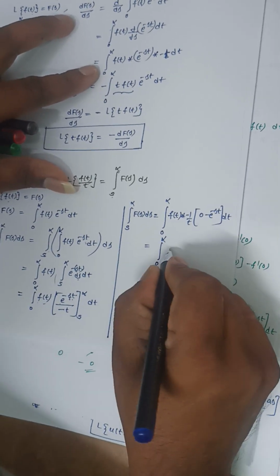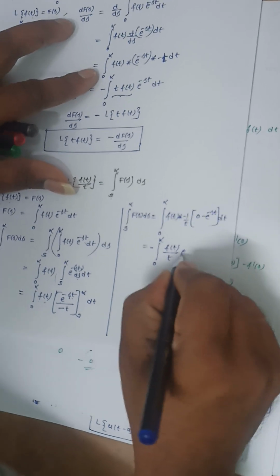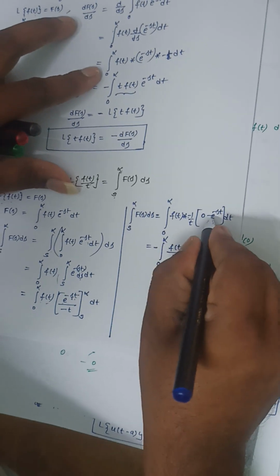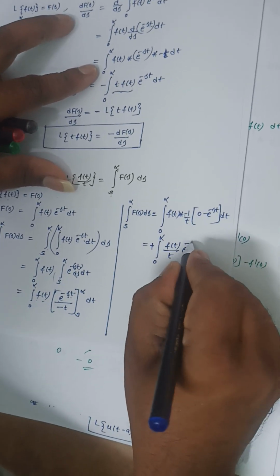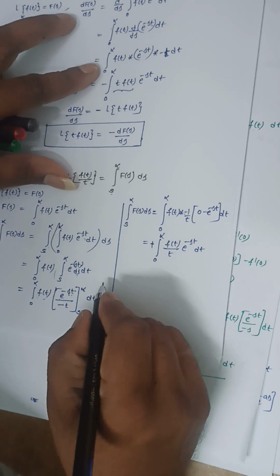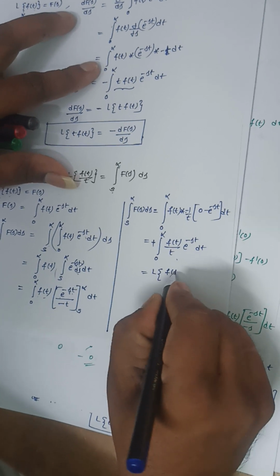Now it is integral 0 to infinity minus f of t by t. So this minus and this minus will get cancelled here, so it is plus, e power minus st dt. And this I can write as Laplace transform of f of t by t.